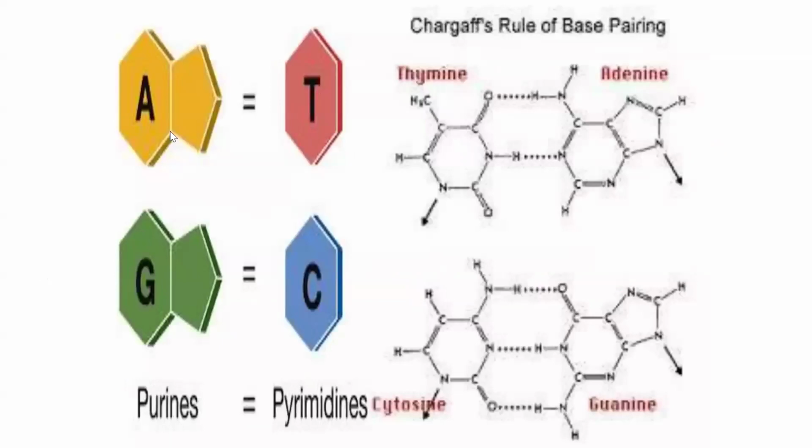So this is how it is. Adenine pairs with thymine, so we have 2 hydrogen bonds. This is one hydrogen bond, and this is another hydrogen bond between adenine and thymine. Then for cytosine and guanine, we have 1 hydrogen bond here, another one here, then another one here. That is what makes it 3 hydrogen bonds.